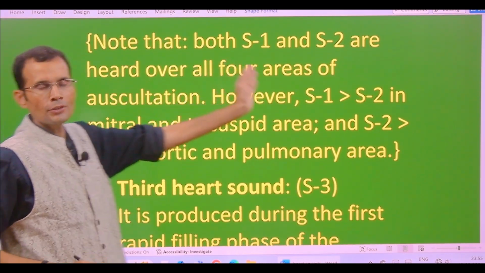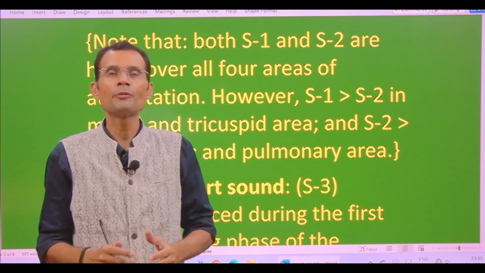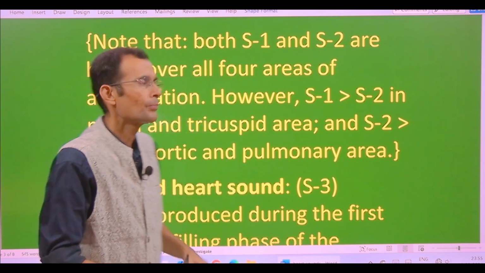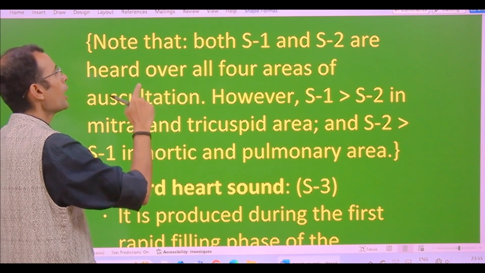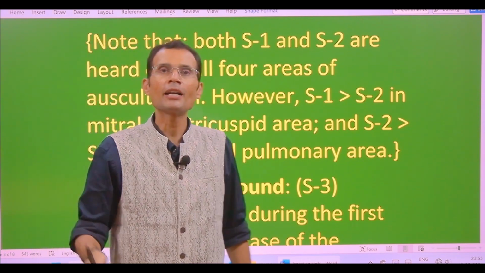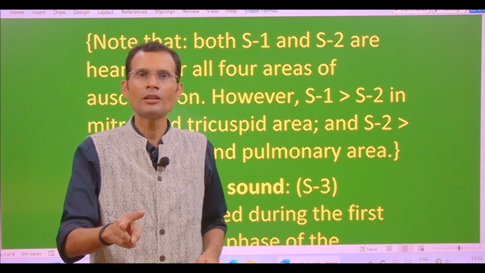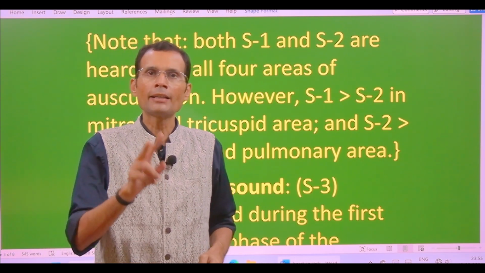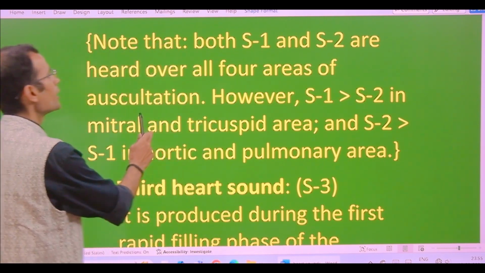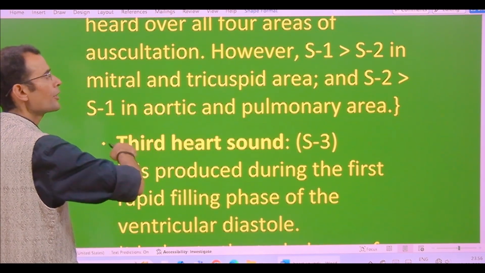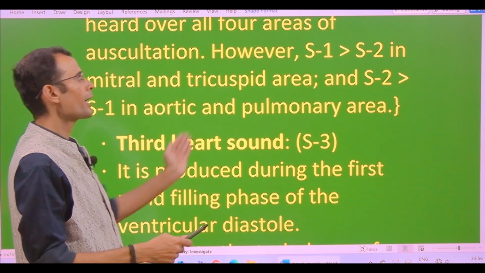Alright, note this one point, and I have specifically included this point in the video because students err. They make an error over here. Both S1 and S2 are heard over all 4 areas. Yes, I repeat once again. Only 2 sounds are heard, S1 and S2, and they are heard over all the 4 areas. But S1 better than S2 in the mitral and tricuspid areas, and S2 better than S1 in the aortic and pulmonary areas.